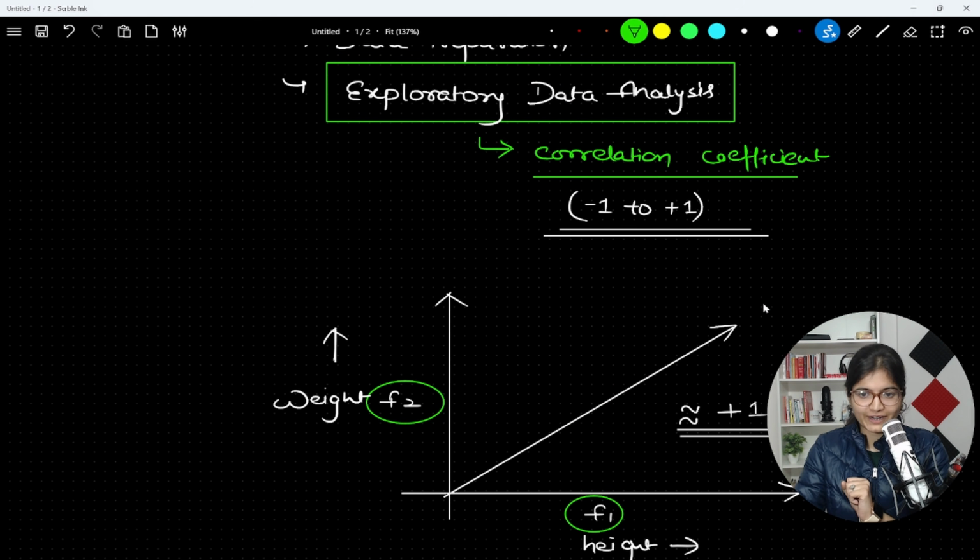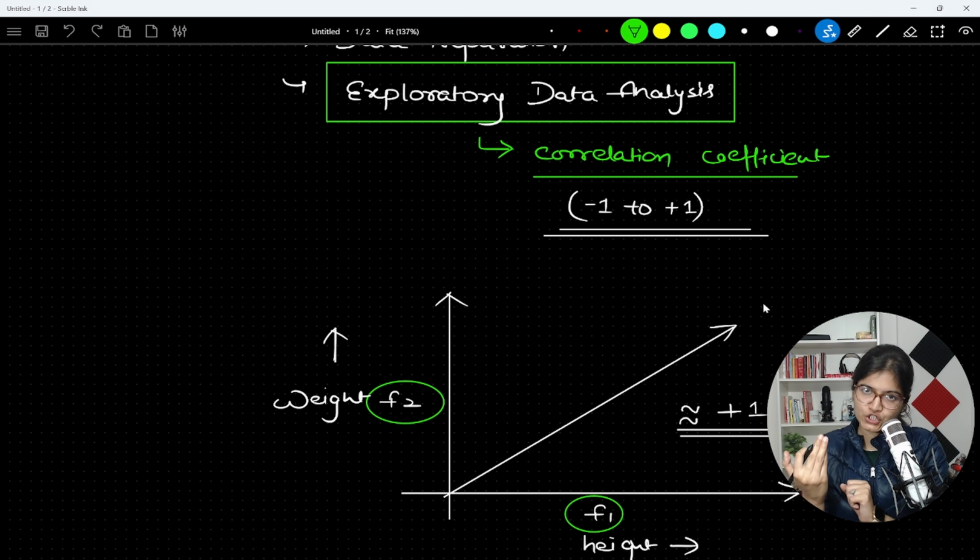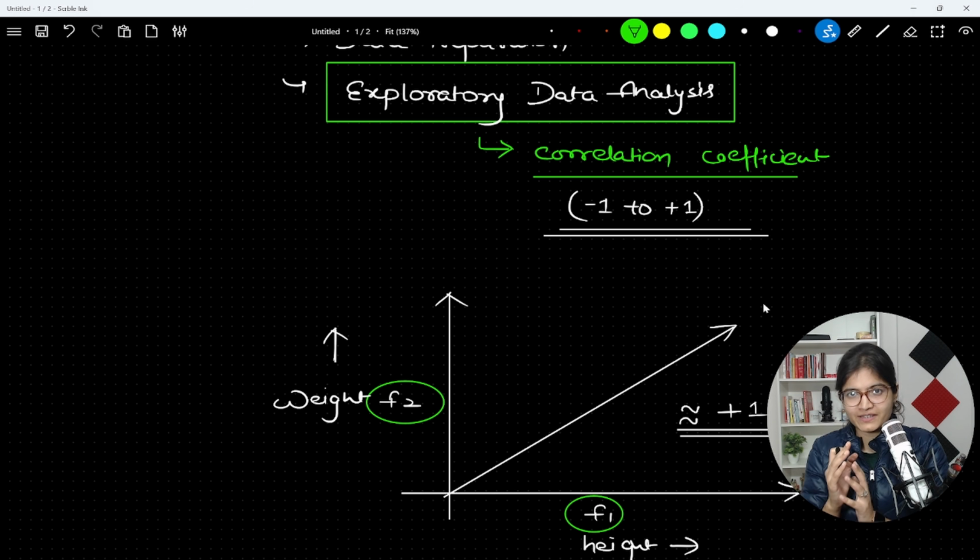Now, what in layman terms do these things indicate? Let's try to understand this fact. It simply indicates that these two features are trying to give a similar kind of information. Please try to understand my statement. These two features are trying to give a similar kind of information which is responsible to give the predictions.